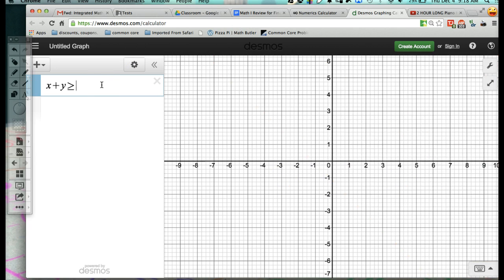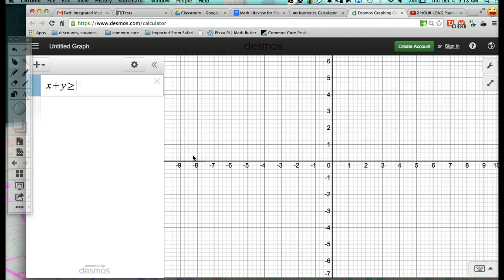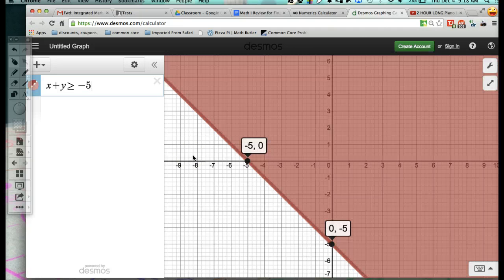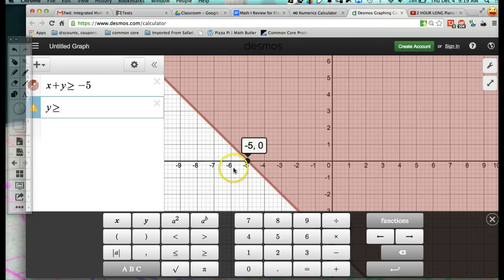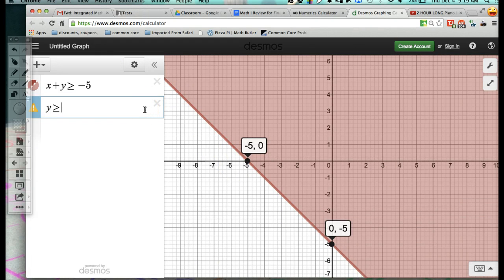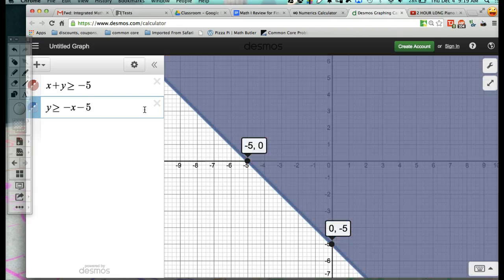Now, let me change this number to a 3. Then what happens? Oh, now it's passing through 3 on the x-axis and passing through 3 on the y-axis, right? What if I changed it to negative 5? Oh, wow. On the x-axis is negative 5. On the y-axis is negative 5, right? So I want you to just take a look at this. And this is the same as what? Y is equal to or greater than negative x minus 5 is exactly the same thing, right?